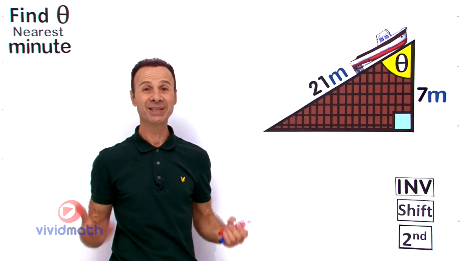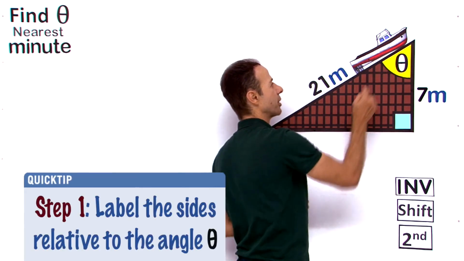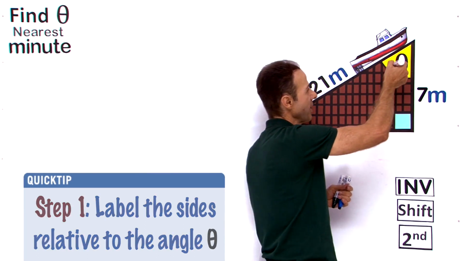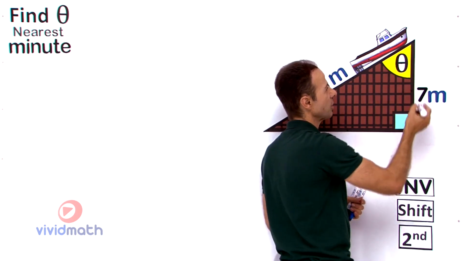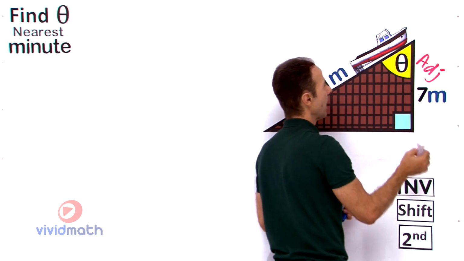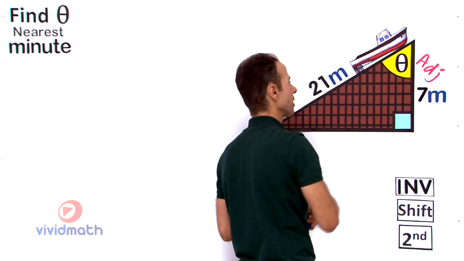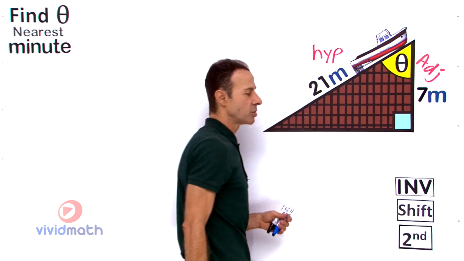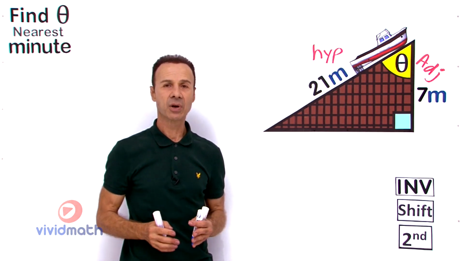Step 1 is to identify the sides that we need relative to this angle theta right there. So relative to that angle there, what do we have? Well, we have next to the angle right here, right next to it is 7 meters. Being next to it means it's adjacent. And directly opposite the right angle, that long side there, the ramp, that's the hypotenuse. So the two sides we have identified are adjacent and hypotenuse.